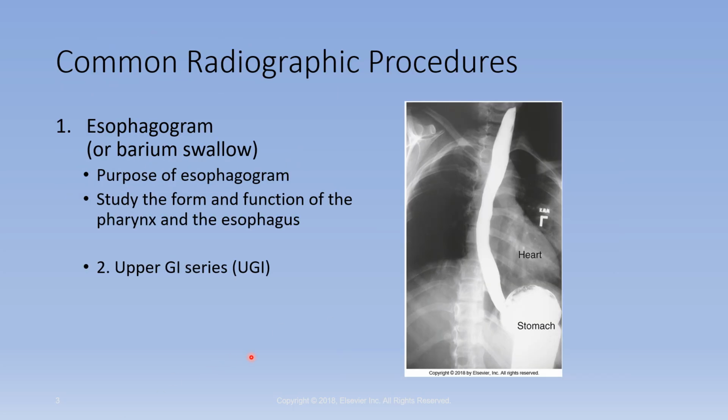Some common radiographic procedures of the alimentary canal in this particular chapter are the esophagogram, or they call it a barium swallow. That would be one exam. And secondly, an upper GI series. This image here is actually of an esophagram.